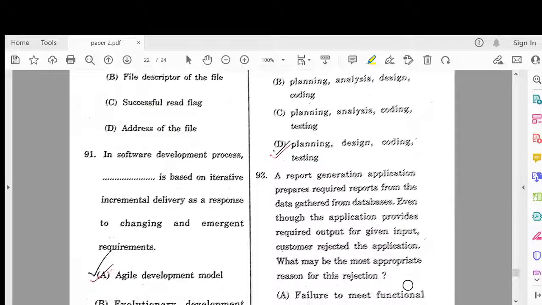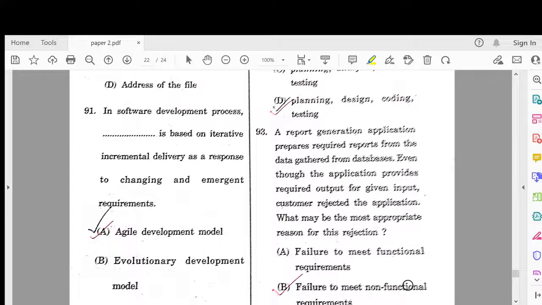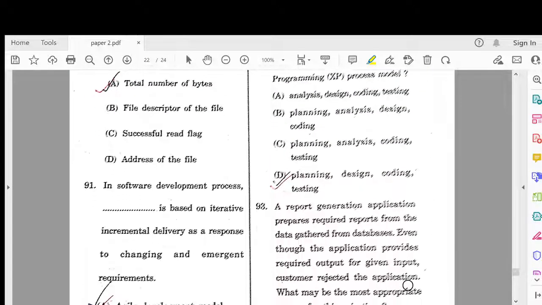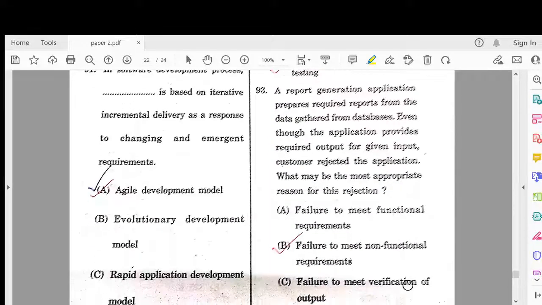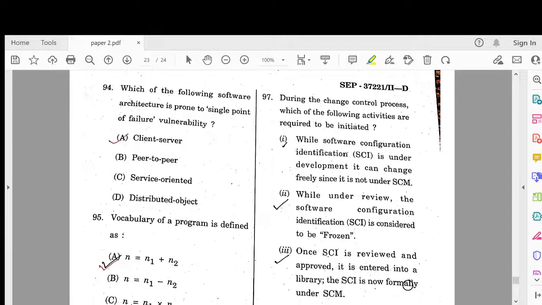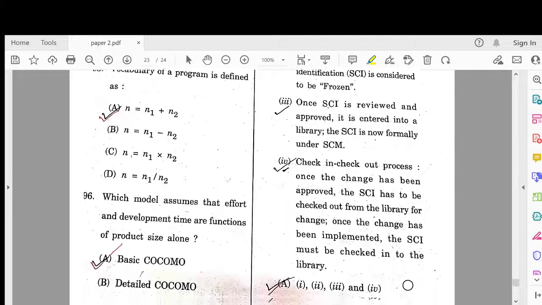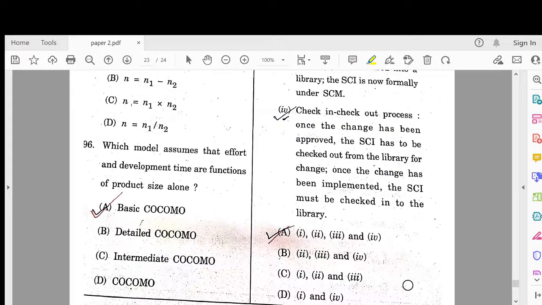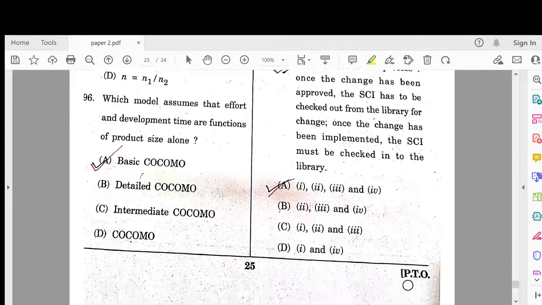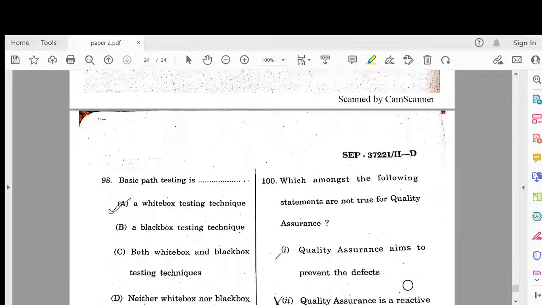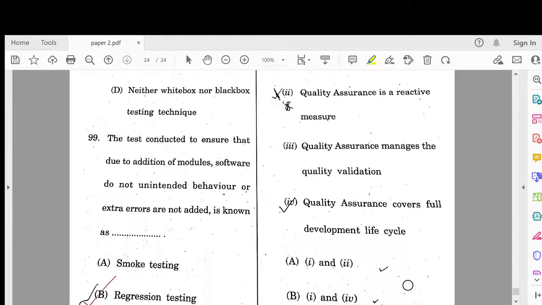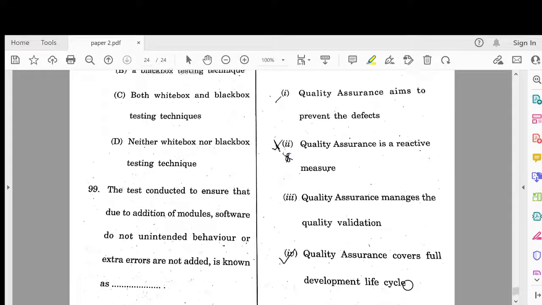Question number 91, option A, agile development model. Question number 92, option D, planning, design, coding, testing. 93, option B. 94, option A. 95, option A. 96, option A, basic COCOMO model. 97, 1, 2, 3, 4, option A is correct answer. 98, basic path testing is a white box testing technique. 99, option B, it is regression testing.